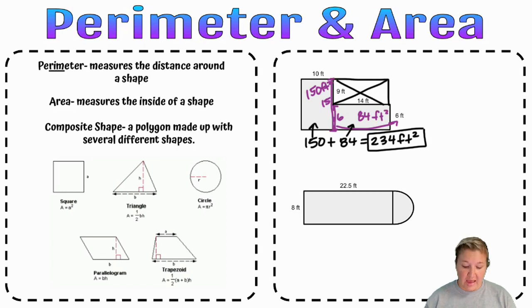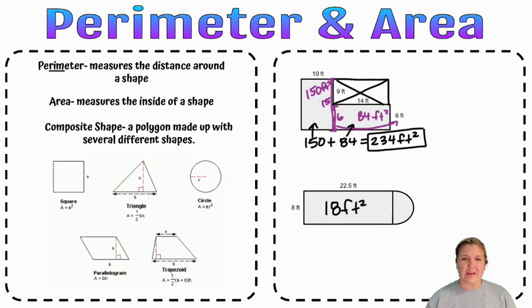Now then, let's look at the other shape. So you can see I have a rectangle with a half circle, a semicircle, on one end. So I can find the area of the rectangle. The area of this rectangle is going to be 8 times 22.5. So I can take 8 times 22.5, and that is going to be 180 feet squared.